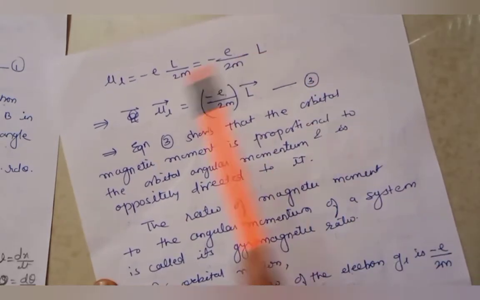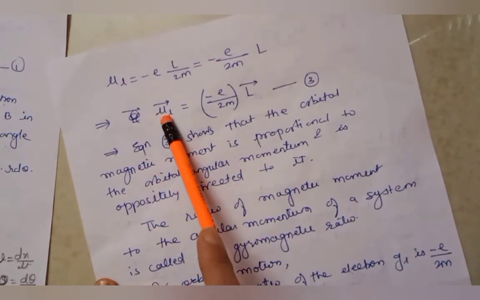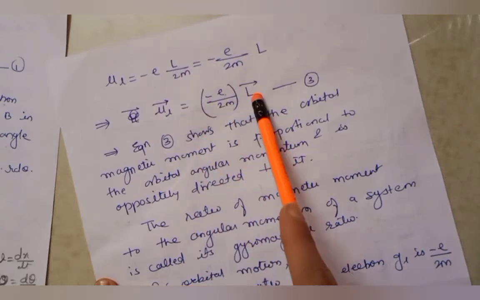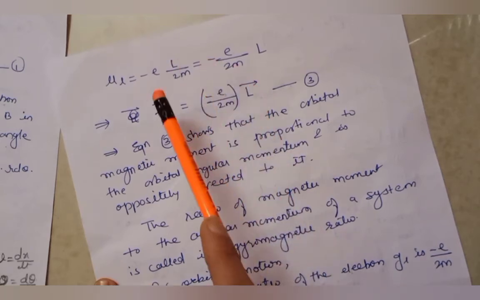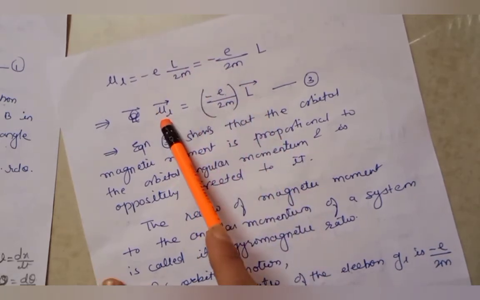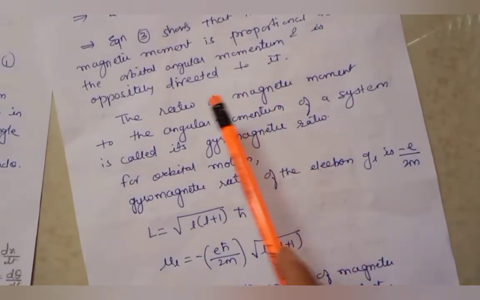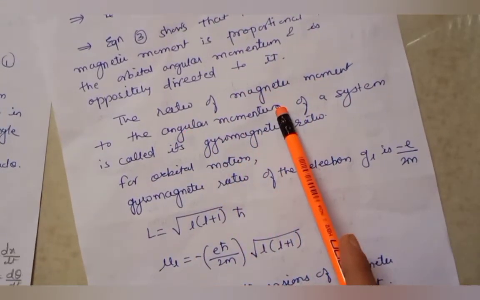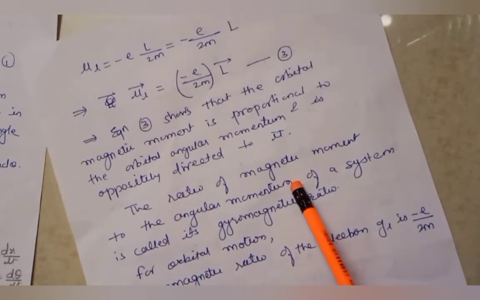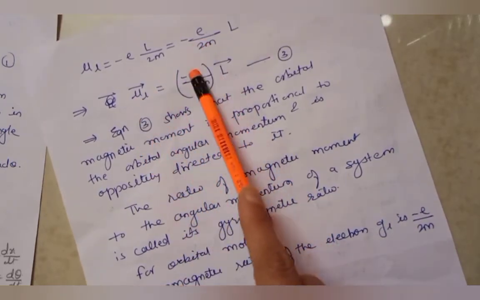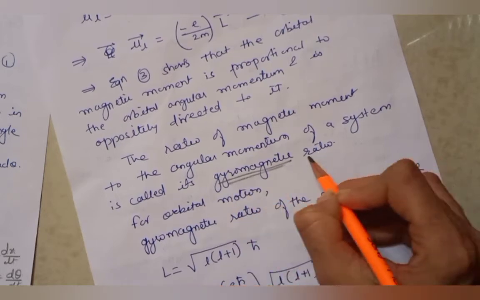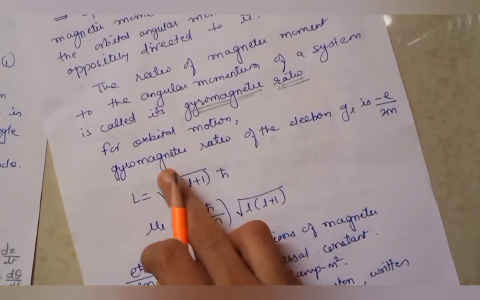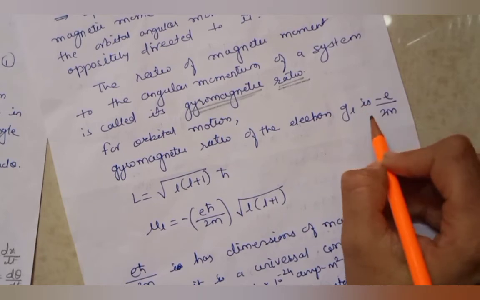Now this equation shows that orbital magnetic moment is proportional to orbital angular momentum, and as we have a negative sign here, that means both of them are oppositely directed to each other. And the ratio of magnetic moment to angular momentum, that means mu L upon L. If I divide mu L by L, I will get minus E by twice m. So the ratio of magnetic moment to the angular momentum of a system is called the gyromagnetic ratio. And for orbital motion, the gyromagnetic ratio of the electron is minus E by twice m.